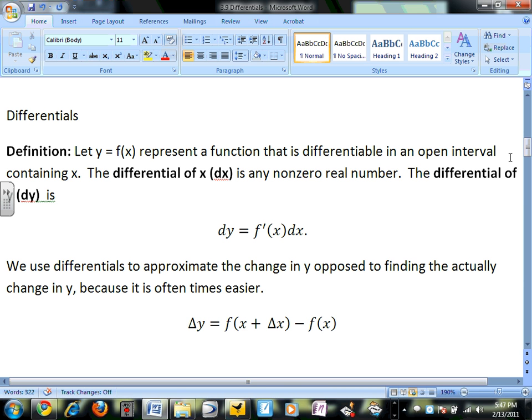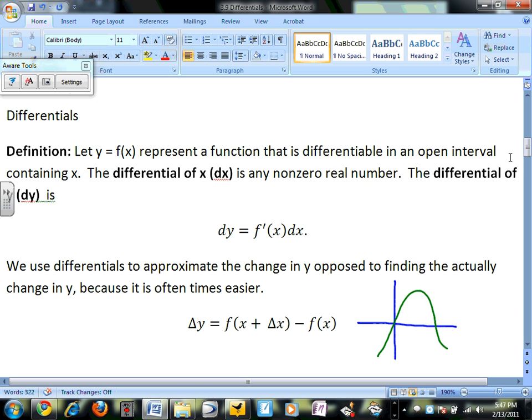So we use differentials to approximate the change in y as opposed to finding the actual change in y because it's oftentimes easier. What the change in y is, we're talking about if we have 2 points. Let me just draw a graph here like that. If we have 2 points, pick like 1 and 1.5. To find the change of what y does, here's 1. Our change of x is going to be 0.5, so we'd have f of x plus our change of x, so 1.5.